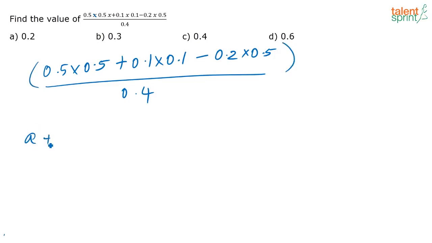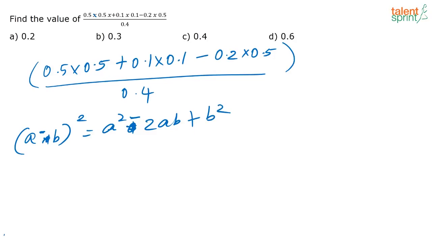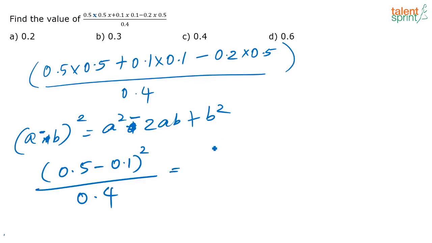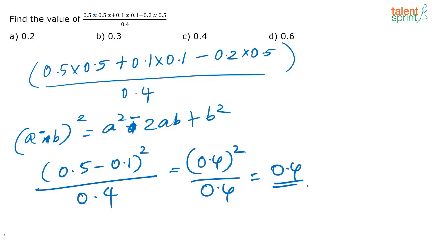Now, see, whenever you get such questions, what form is this? This is of the form a plus b, the whole squared is equal to a squared plus 2ab, sorry, a minus b, correct? Here there is a minus sign. So, a minus b the whole squared is equal to a squared minus 2ab plus b squared. This is of this form. Now, what is a and what is b here? It is nothing but 0.5 minus 0.1 the whole squared divided by 0.4. So, this is nothing but 0.4 the whole squared by 0.4, or that is equal to 0.4. So, the correct answer here is option C.